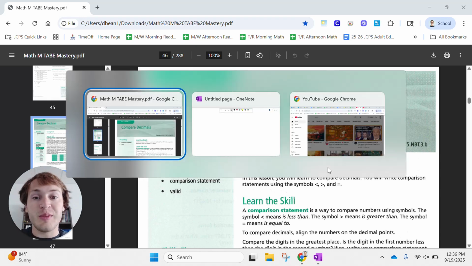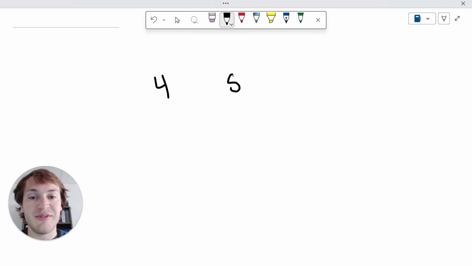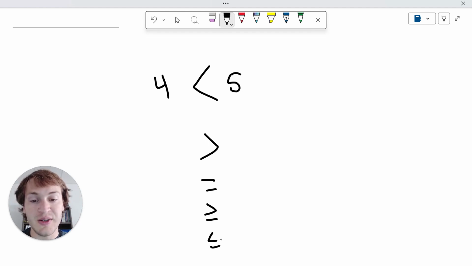All right, so really quickly, before we get into comparing decimals, we need to get into the comparing of numbers at all. Let's say we've got the numbers 4 and 5, and we're going to compare these two numbers. I think we all know 4 is less than 5. How do we show that? We show that with the sideways caret. There are a few others. There's also greater than, there's equal to, and then there are these variations, greater than or equal to, or less than or equal to.